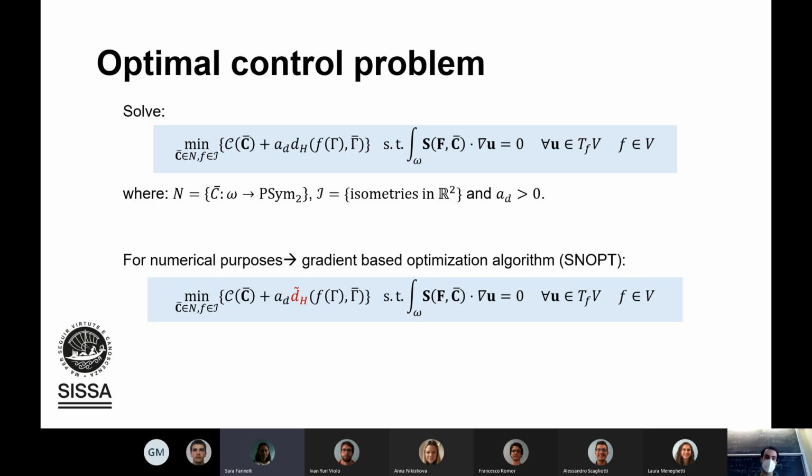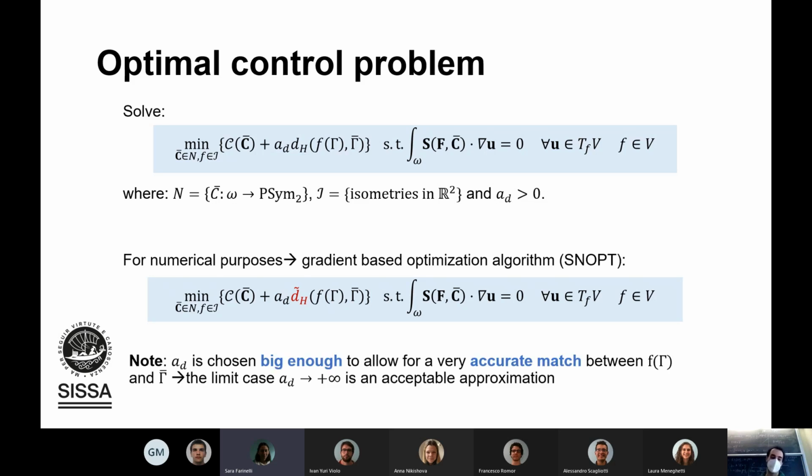And so this is the problem that we will solve numerically. I remark the coefficient AD is chosen big enough in order to allow an accurate match between f of gamma and gamma bar.